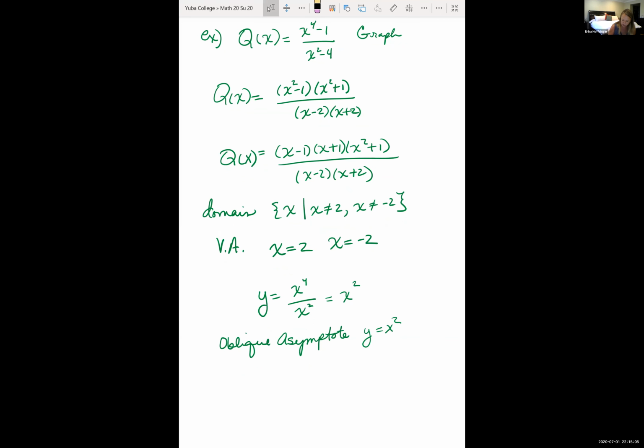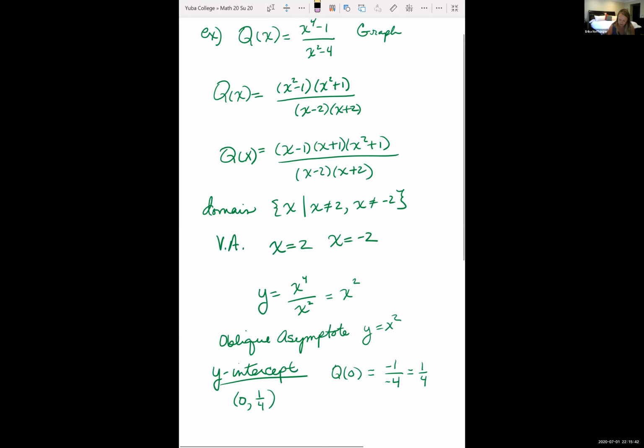Okay, so y-intercept, always the easier one to find. Plugging in 0 for x, so q of 0. Everything's going to cancel out in the numerator except for the constant, which is negative 1, all over everything's going to cancel out when you plug in 0 for x except for the constant, negative 4. So negative 1 over negative 4 is 1/4. So the y-intercept occurs at 0, 1/4.